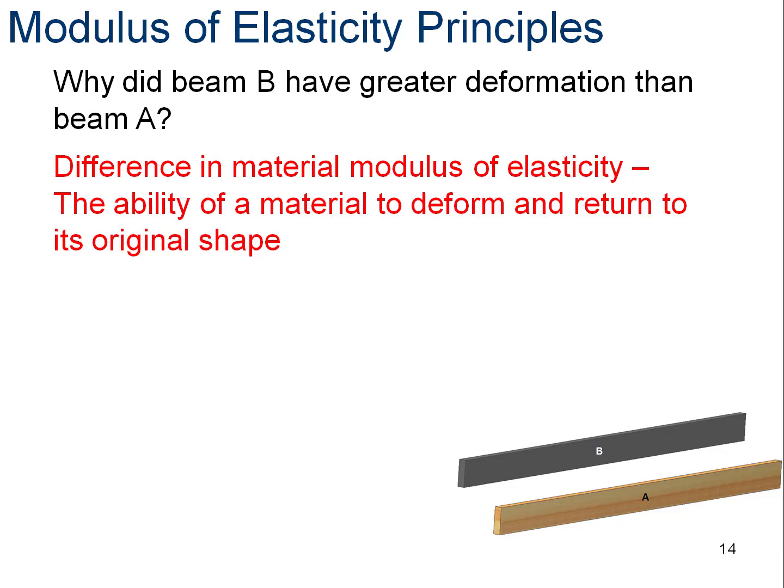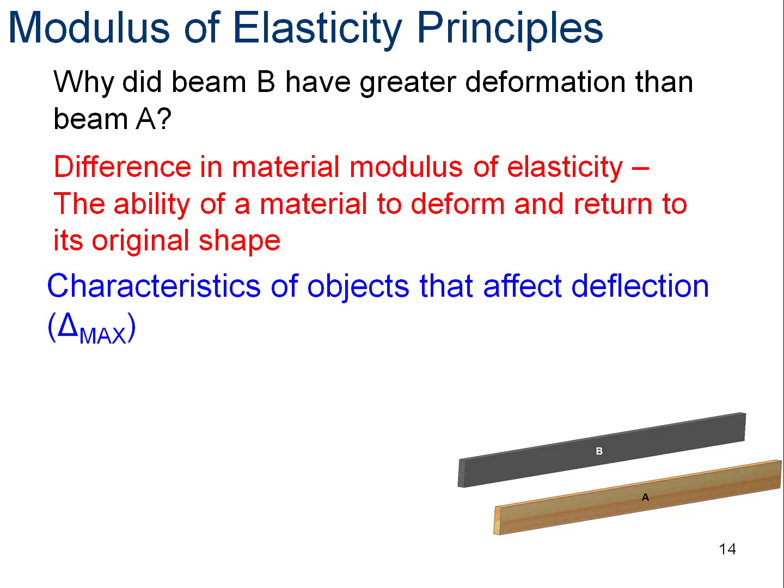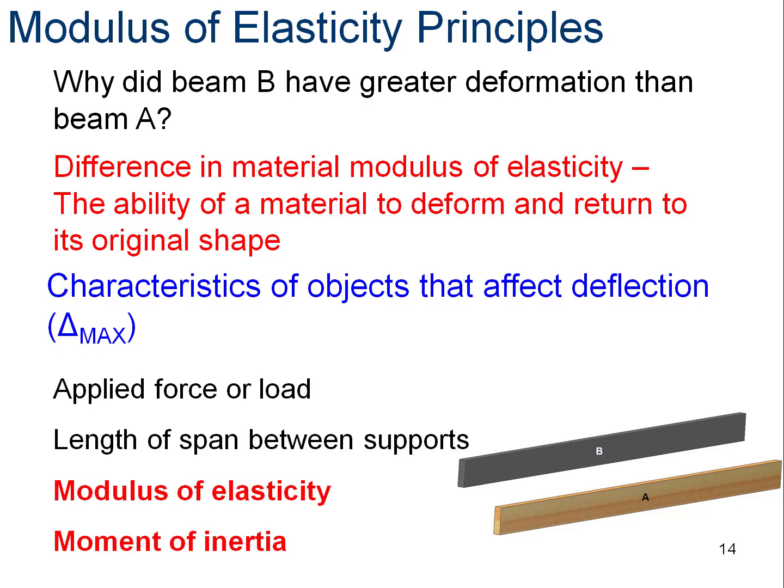So I can predict how much a beam is going to deflect by a few different terms. I can talk about the force that's applied to it, its orientation or the geometry, which we represent by the moment of inertia, and then the material, which is represented by the modulus of elasticity. So when we talk about this, it's called delta max. What is the maximum amount of deflection that a beam will undergo? So we've got a formula for this, and really what it depends upon is the length of the span, the modulus of elasticity, the moment of inertia, and then how much load is put on the beam.